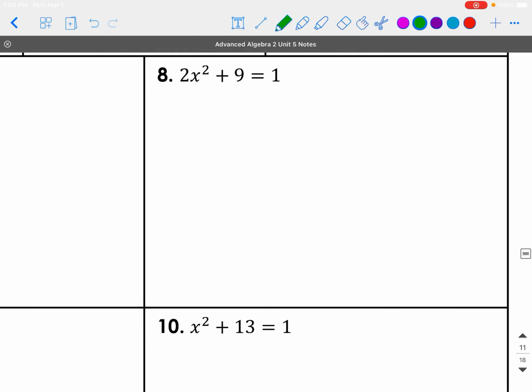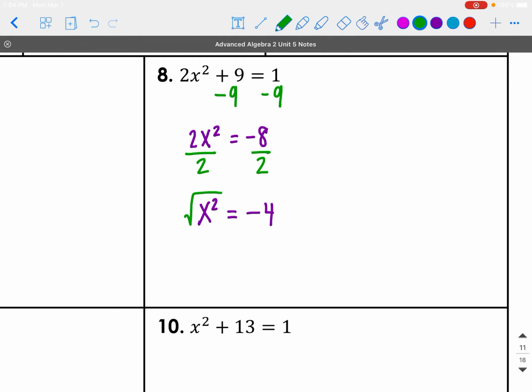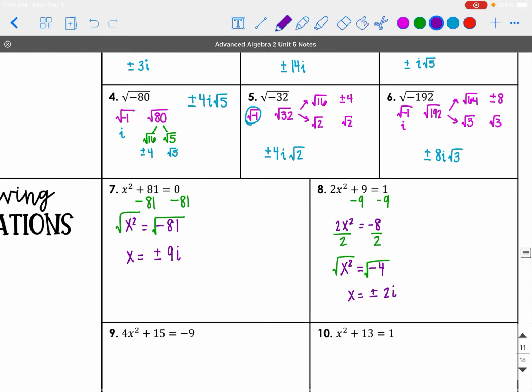Number 8, subtract 9 from both sides. 2x squared equals negative 8. And then divide by 2. x squared equals negative 4. Take the square root. x equals plus or minus 2i.